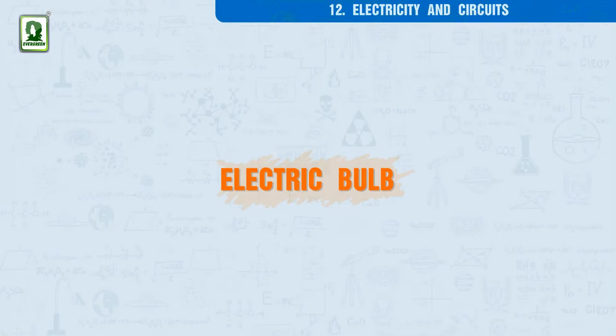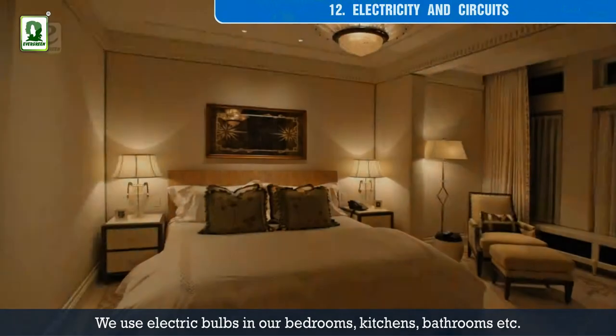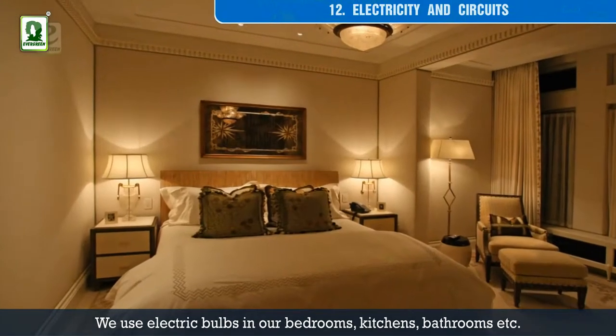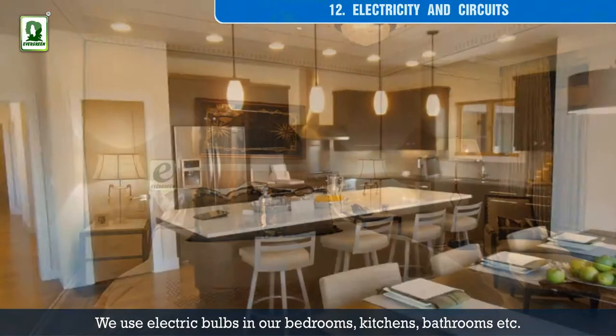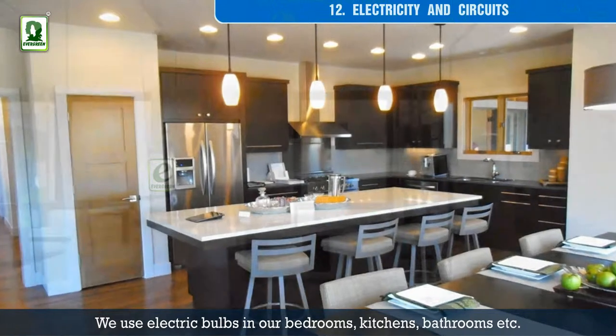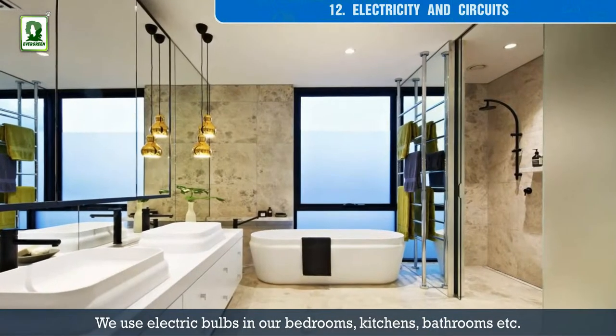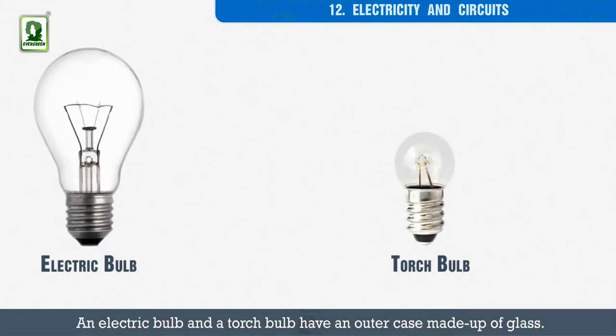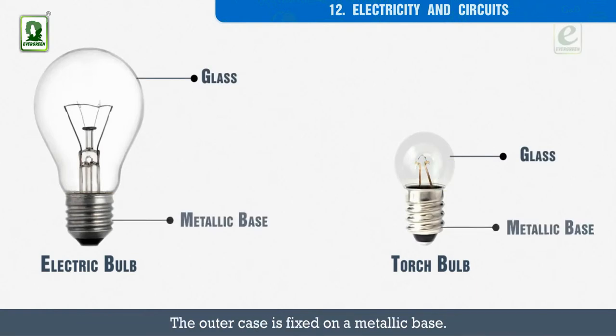Electric bulb. We use electric bulbs in our bedrooms, kitchens, bathrooms, etc. An electric bulb and a torch bulb have an outer case made up of glass. The outer case is fixed on a metallic base.